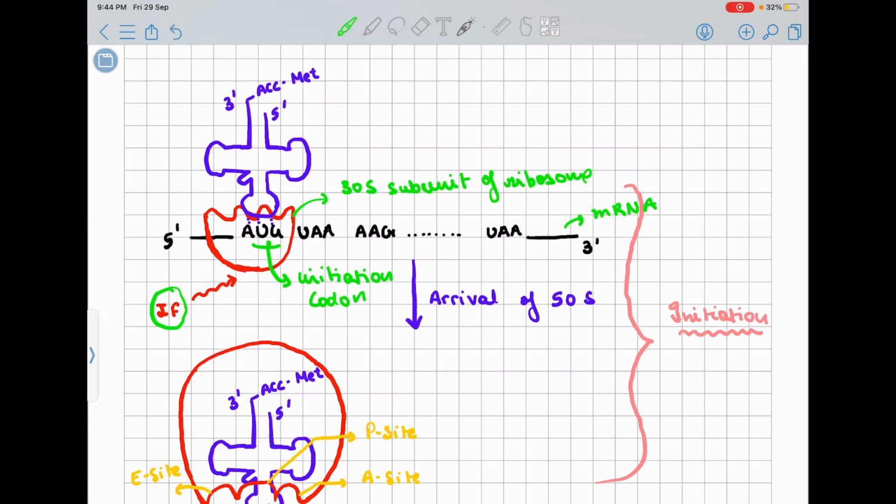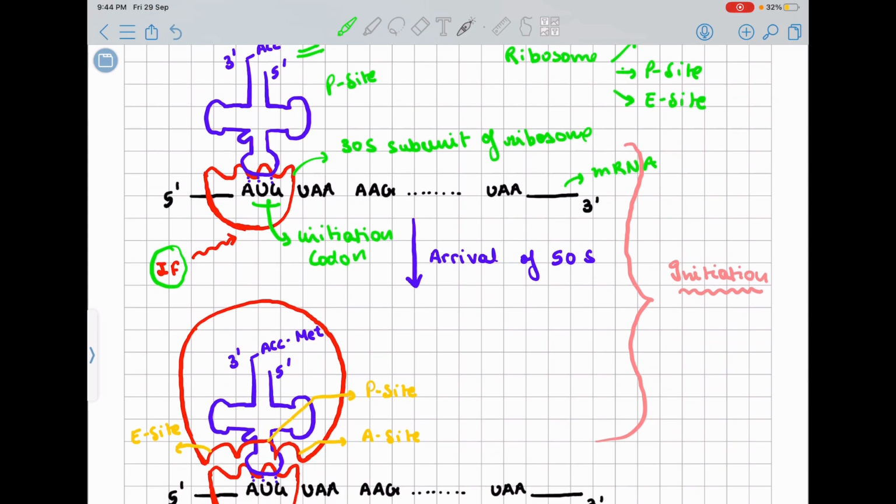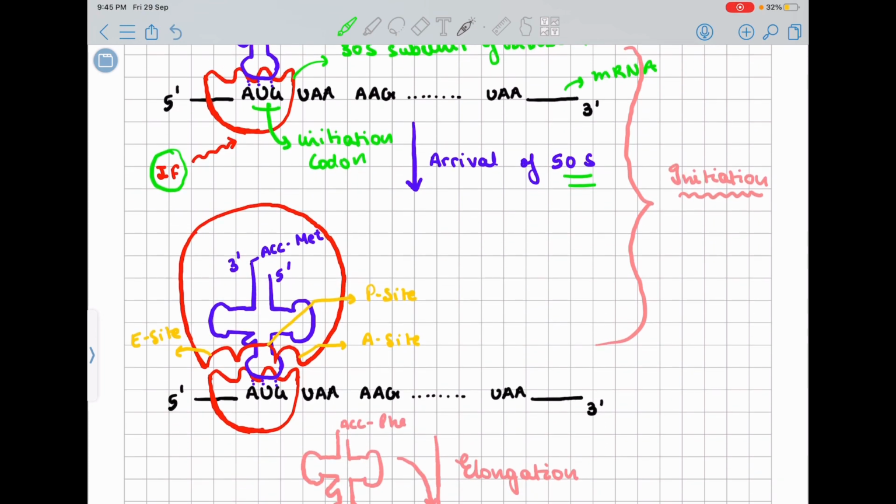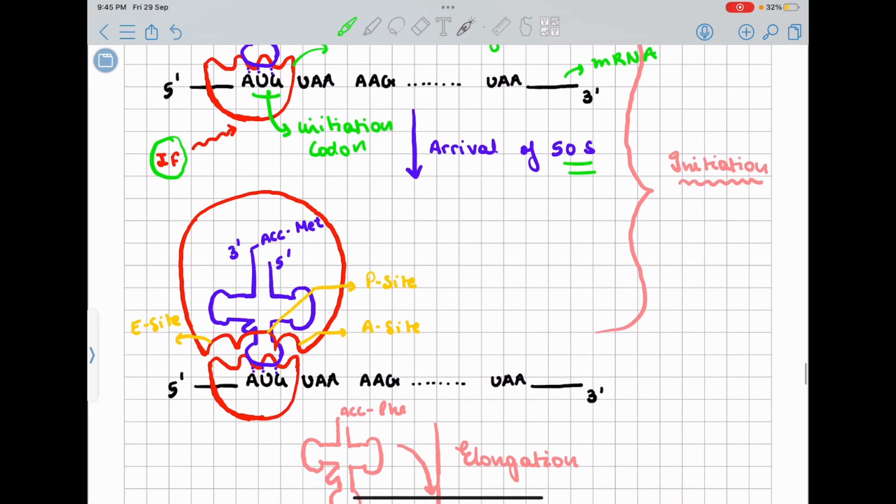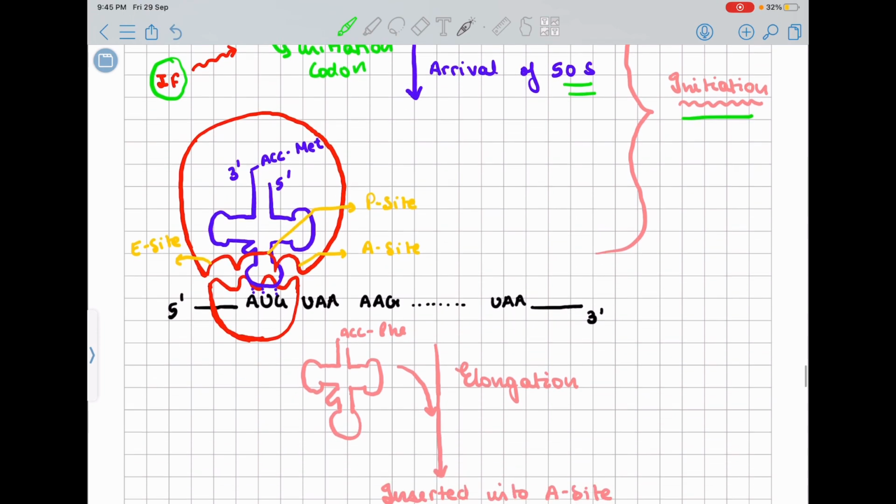the first tRNA carrying methionine will arrive at the P site. This is very much important. In total, a ribosome has 3 sites: A site, P site, and the E site. Now, after the arrival of 30S, then 50S will arrive. It will bind to the 30S and will complete the whole structure of ribosome, right? So this whole process is known as initiation.